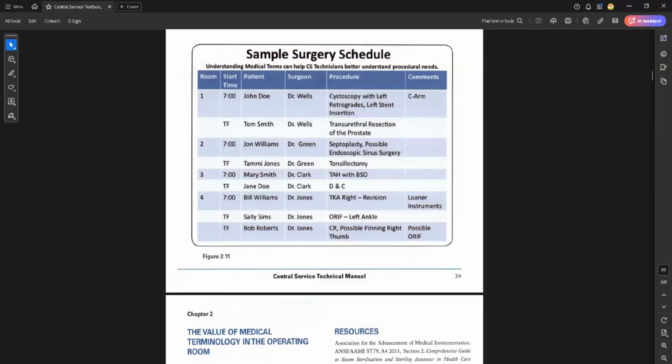TKA, ORIF. So all these things help you to understand. For example, myself, when I'm working in the SPD, once I see TAH with BSO, I know that, okay, all GYN trays must be ready, something like that. That's what it means. All right, thank you.